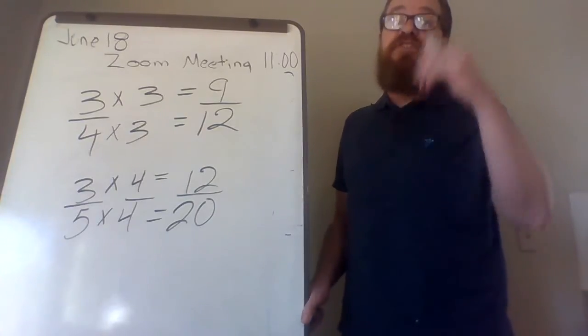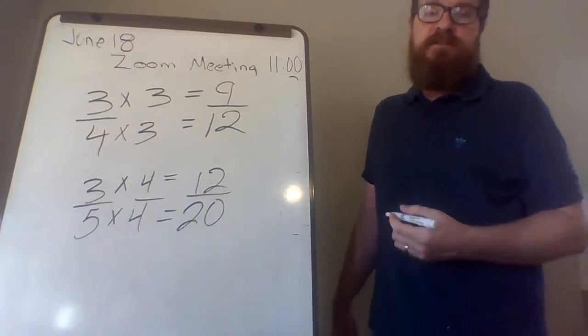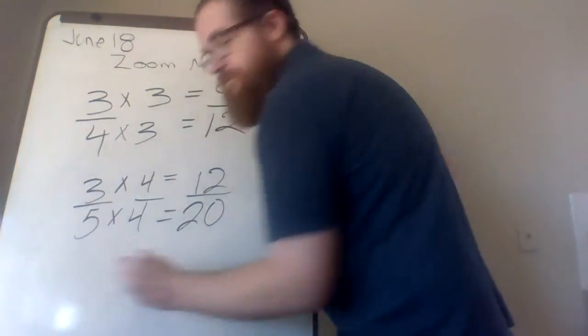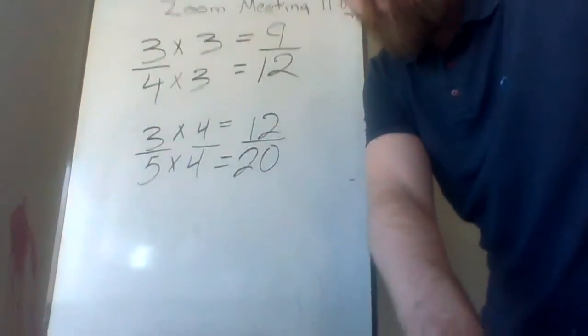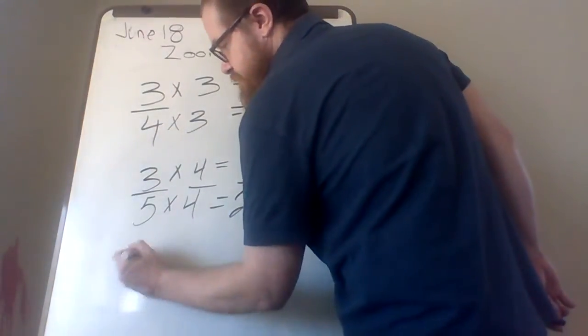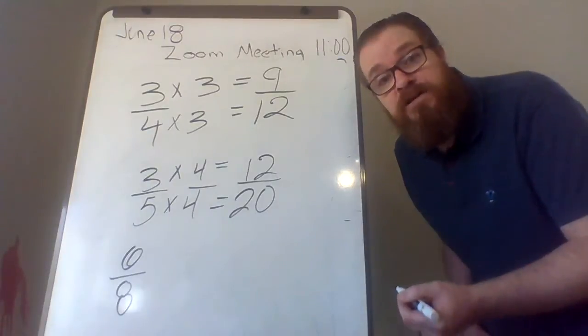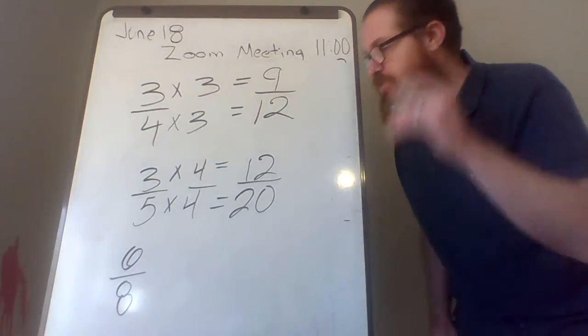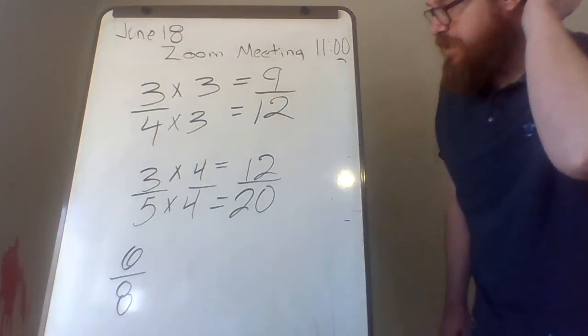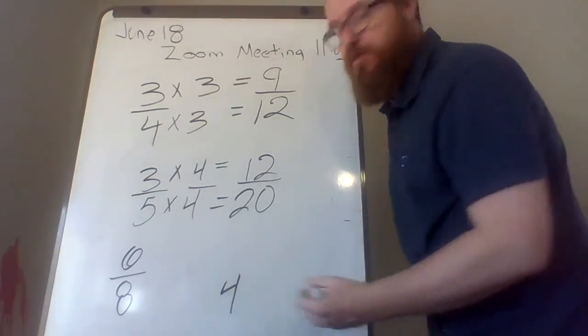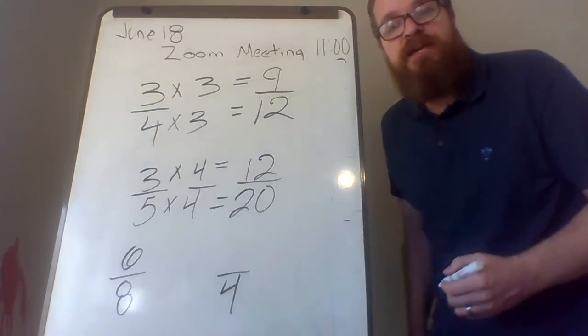Let's do a division one just so you can see it. Okay, so let's say I have 6/8. Slide this down a little bit so you can see better. Let's say I have 6/8, and what I want to do is make this into something that has 4ths. Okay, so I'm thinking, how do I get from 8 to 4?